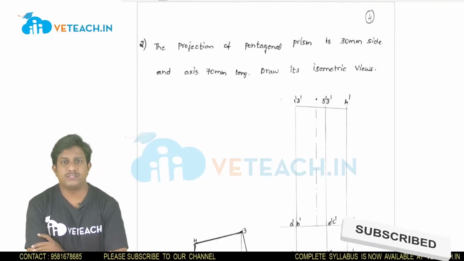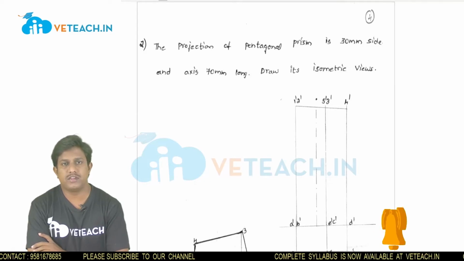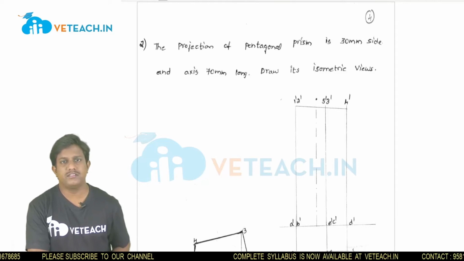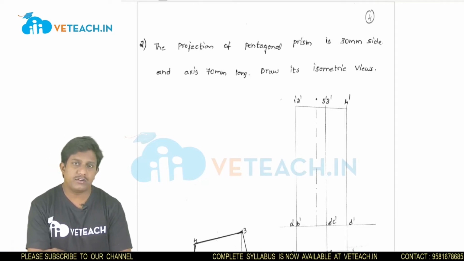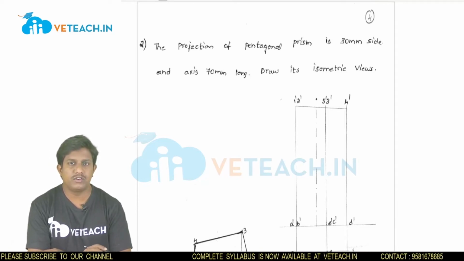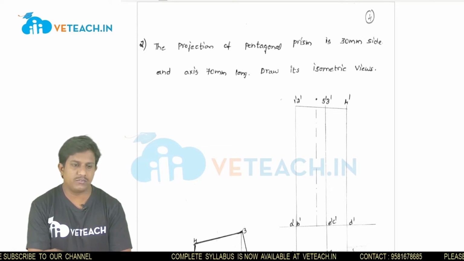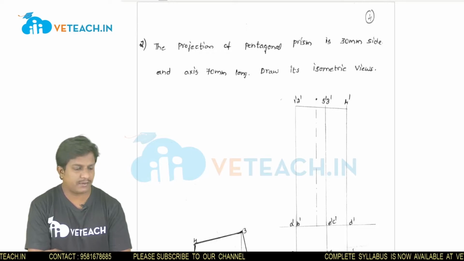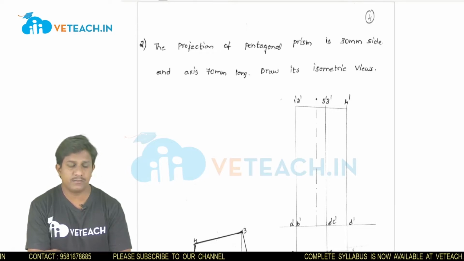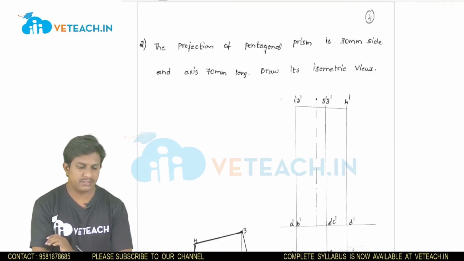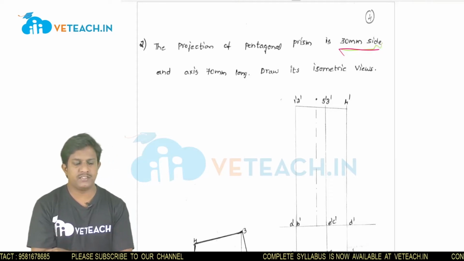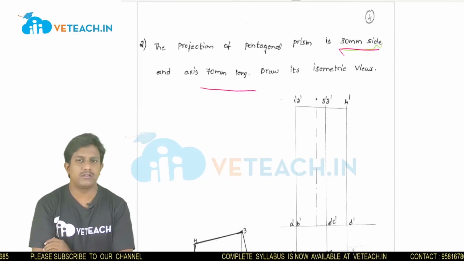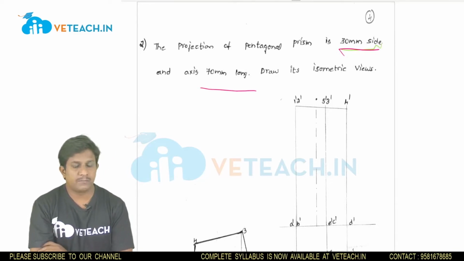This is isometric to ortho and ortho to isometric views. This is the basic diagram in isometric. This is a pentagonal prism, how are we going to draw it in isometric views? Let's see the question as given in the university paper. The projection of a pentagonal prism is 30 mm side. This 30 mm side is the pentagon data and the axis is 70 mm long. This is the prism data.